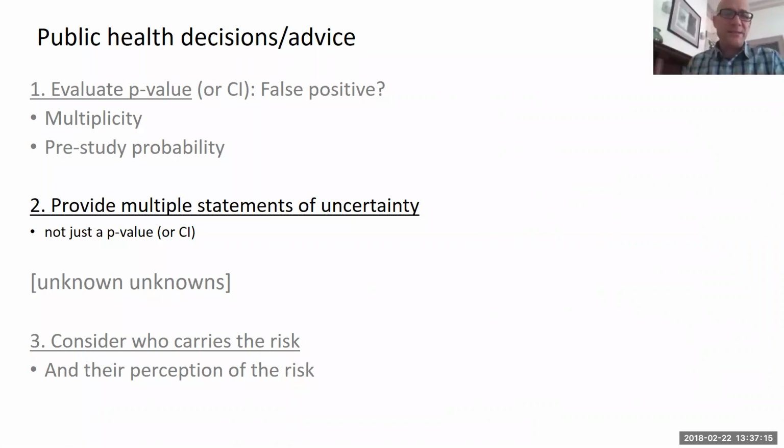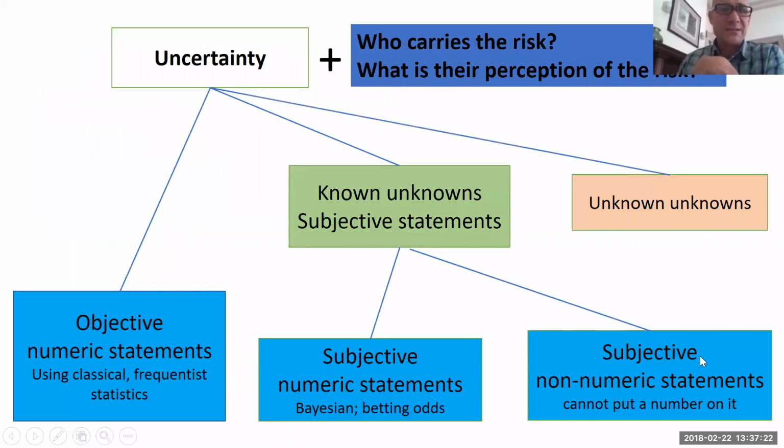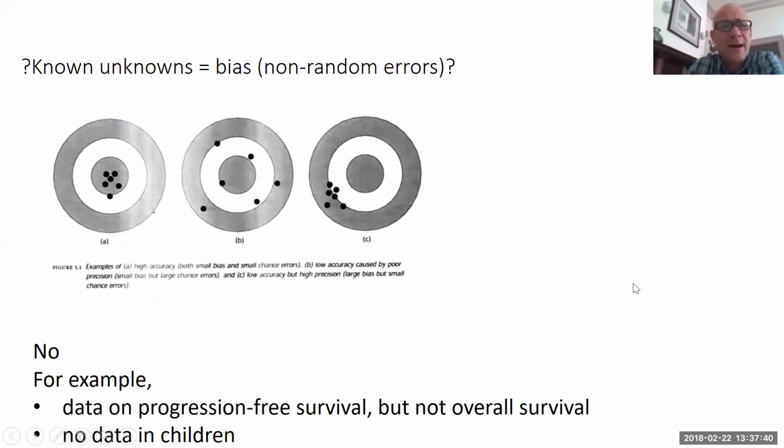The second step is to provide multiple statements of uncertainty. Don't just provide a p-value or confidence interval. I just wanted to say a little bit about this step. So back to my mud map, which deconstructs uncertainty. I've got these objective numeric statements of uncertainty, p-value and confidence interval. And the other big broad category is the known unknowns. Now, I just wanted to make the point that the known unknowns include bias, but they're more than bias.